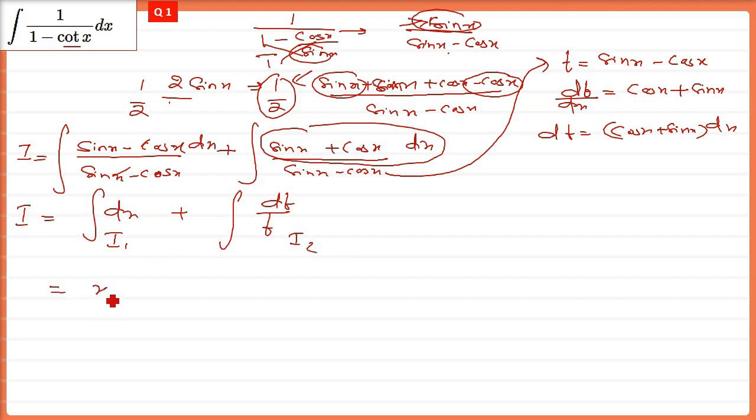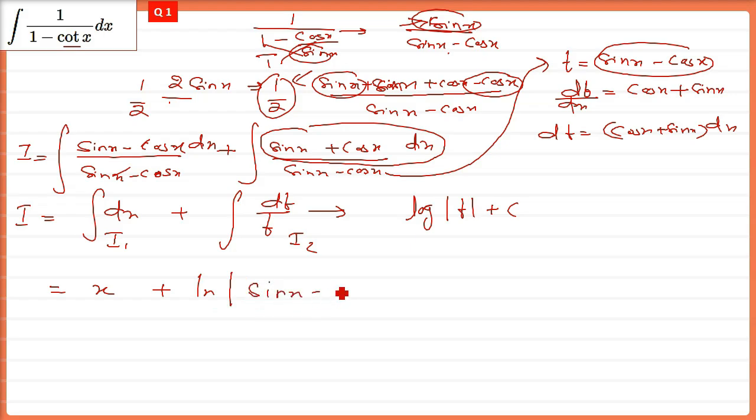So we are actually taking I1 and I2. I1 is simply x because integration of dx is x only. How about this dt by t? It's log modulus t plus constant of integration. But t was taken initially as sin x minus cos x. So we can write it like this, log. Basically it's log base e, so you can write ln also. Sin x minus cos x plus constant of integration. Now half was already there, so just multiply everything by half in order to complete the answer.